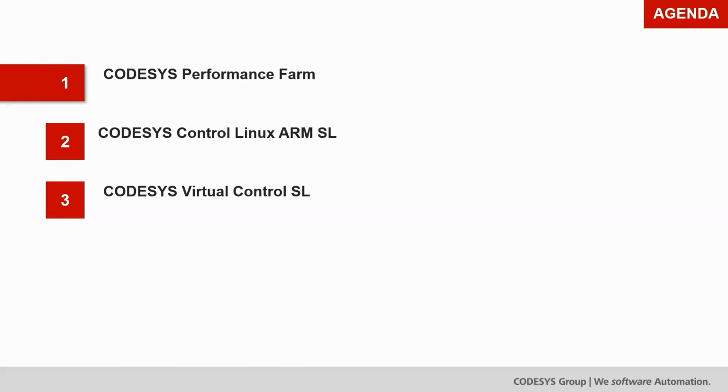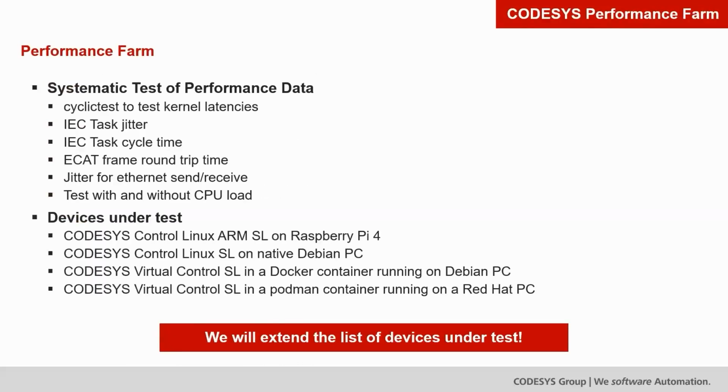Let's get into details. For the performance farm, what we aim for is a systematic test of the performance data of our SL products. We want to measure the kernel latencies of the system. This is what we do with the cyclic test. It's a Linux tool which is free and open accessible for everybody. Then we want to measure the IEC task jitter, the IEC task cycle time, so how long runs the task, the EtherCAT frame round trip time, the jitter of the send and the receive. This is very important. And last but not least, we want to run the tests not only with the empty CPU, but also with CPU load.